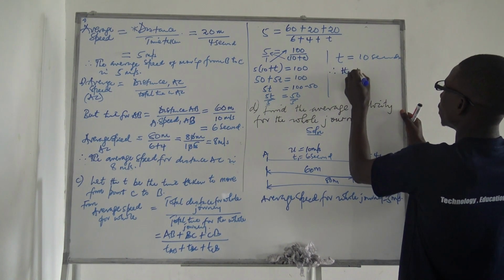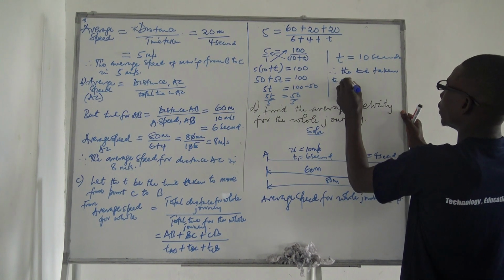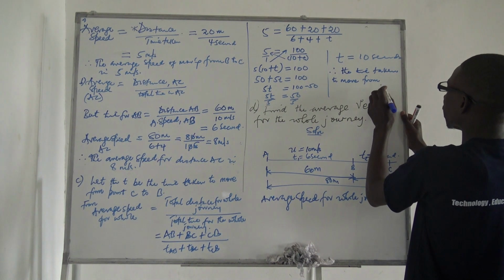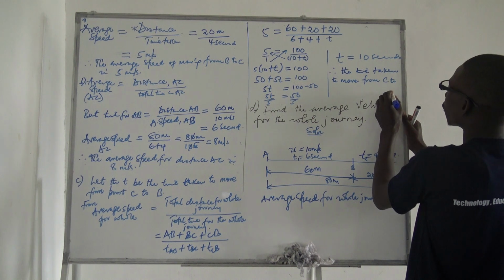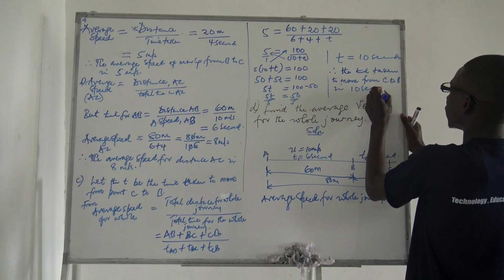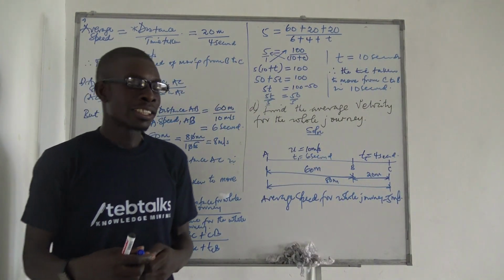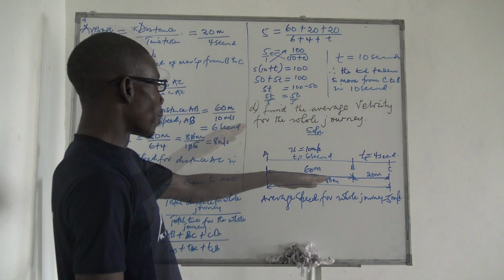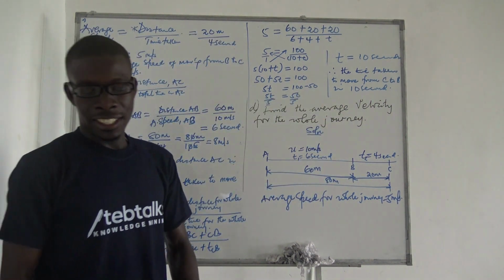Therefore, the time taken to move from B to C, to move from C to B, is 10 seconds. Let me hope we are still together, that the time taken to move from point C to B is equivalent to our 10 seconds.